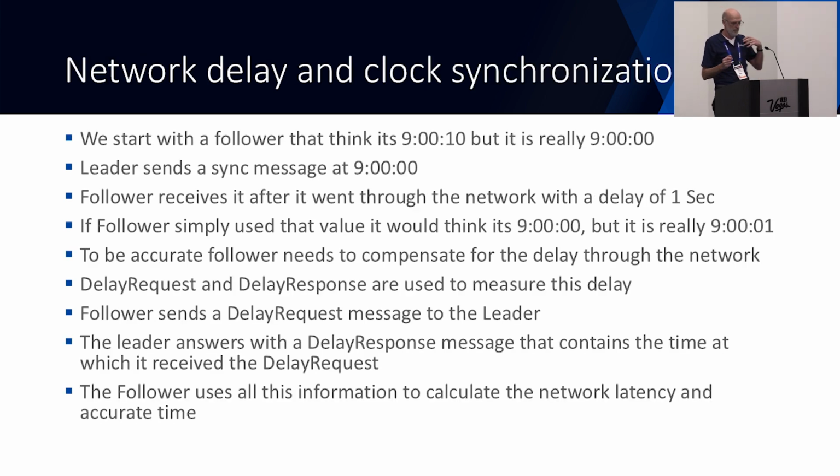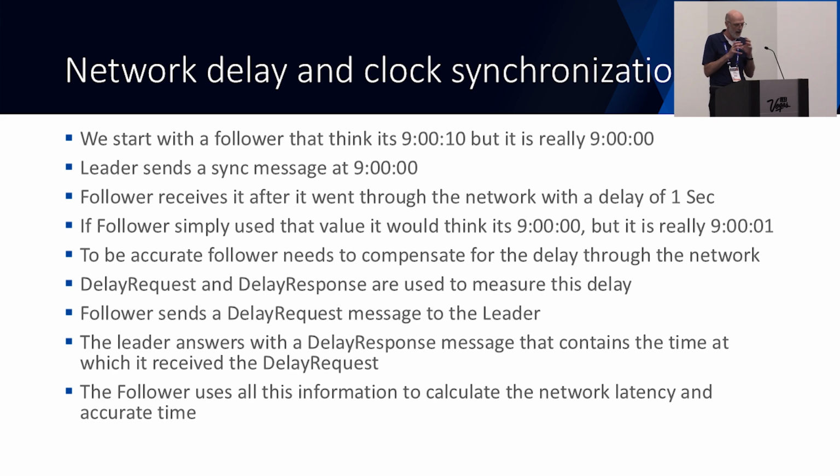All right, so network delays and clock synchronization. We're going to start with a follower that thinks it's 9 o'clock, 10 seconds, but it's really 9 o'clock. The leader sends a sync message that says it's 9 o'clock. The network is really slow. The receiver receives it, and it took 1 second to get to me. So I'm getting a message that says it's 9 o'clock, but it's really 9:01, because of delay. So how do we solve that?